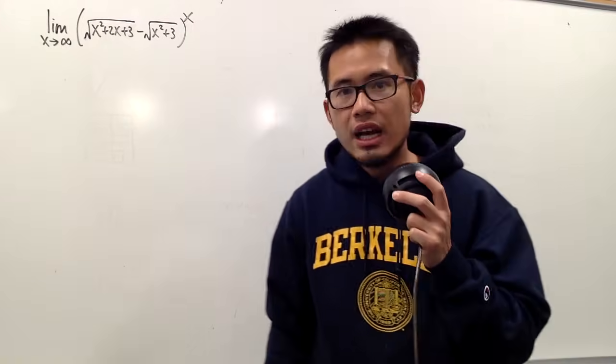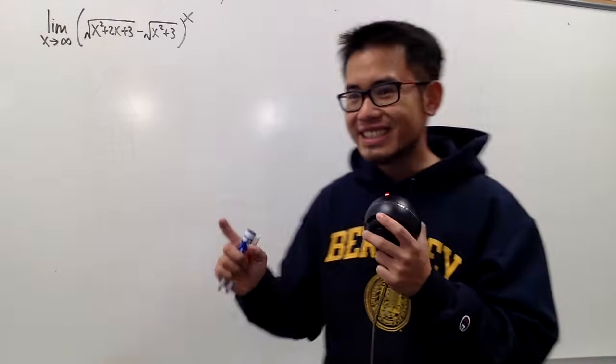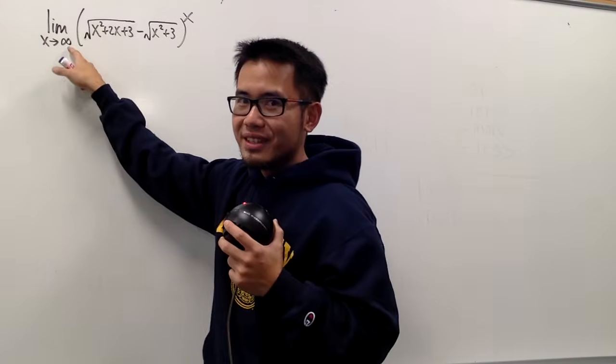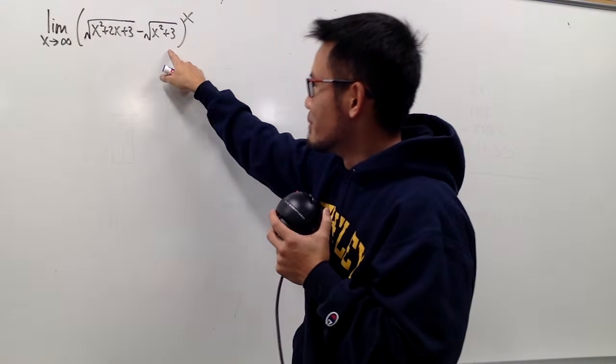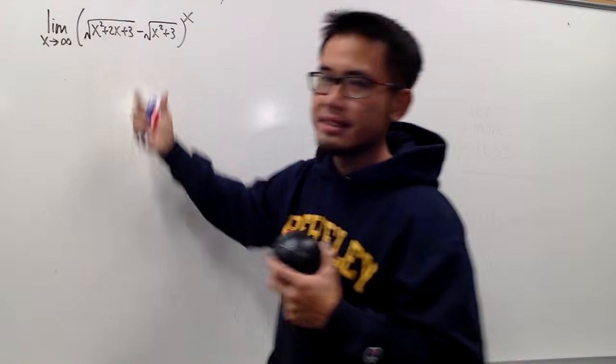Have you guys ever seen an indeterminate form inside of an indeterminate form? If not, I made this for you guys. Let's take a look at the limit as x goes to infinity of this expression minus that expression, and then raised to the x power. As always, we should plug infinity into all the x to see what we get, right?